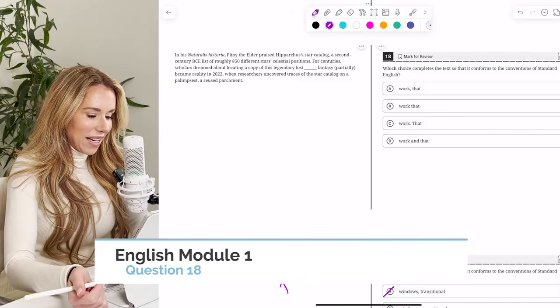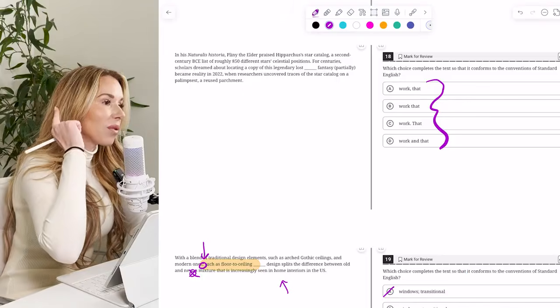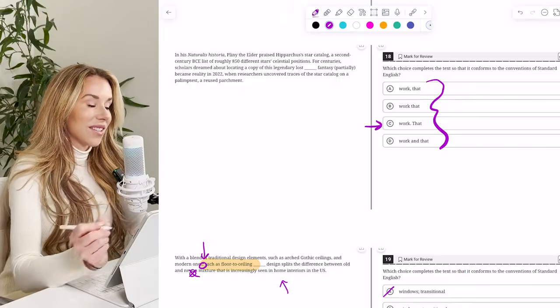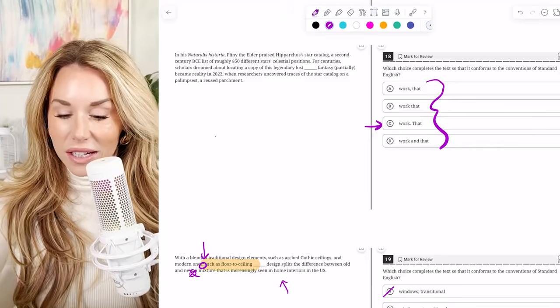All right, let's go to 18. Now, when I look at 18, all four of these answer choices, I only see one that can separate two complete sentences. When that happens, 95% of the time, that's the right answer. So I'm already leaning towards C.